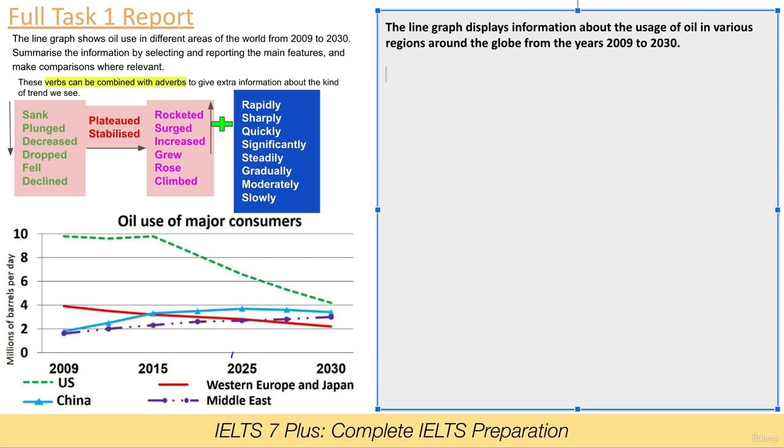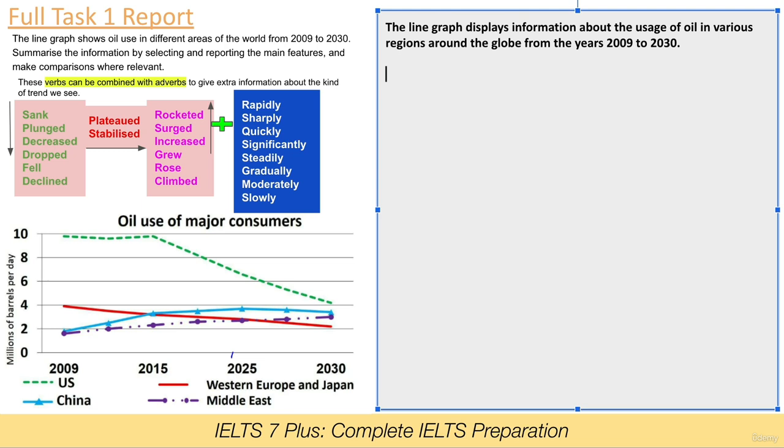Let's read it back. The line graph displays information about the usage of oil in various regions around the globe from the years 2009 to 2030. Okay, so we've had a good think about that. So we've paraphrased as much as we can. Now let's move on to the overview.